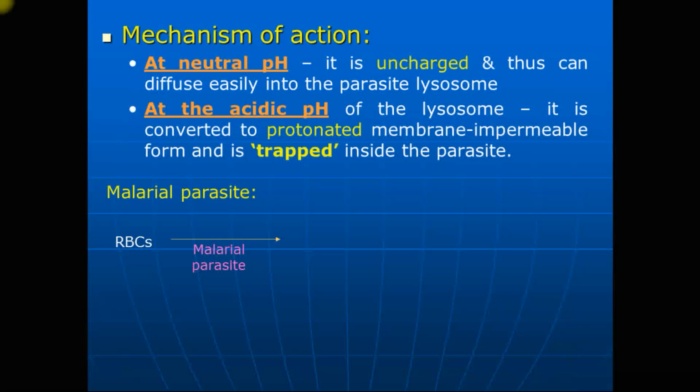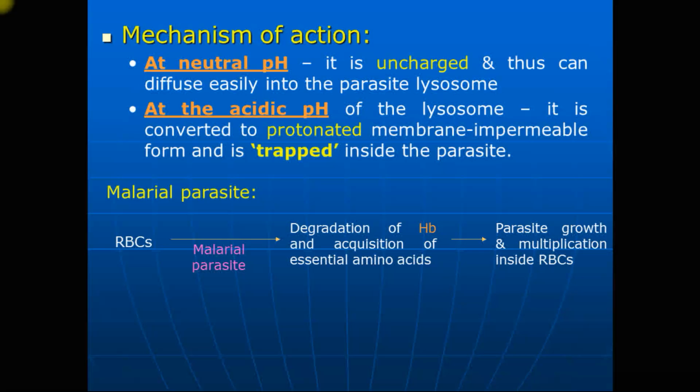So definitely we have learned how this parasite gets energy, how it takes amino acids from the RBCs. The endoerythrocytic cycle is the major one in the asexual life cycle in humans. Once they enter the RBCs through the membrane proteins, this parasite will degrade the hemoglobin, and now it can acquire these essential amino acids.